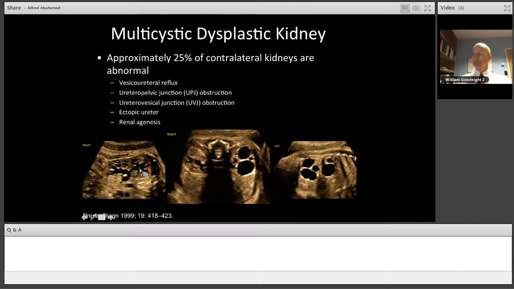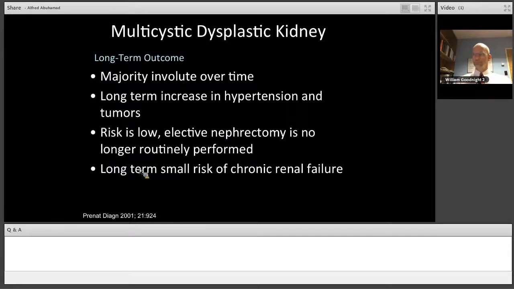Keep in mind, look at the contralateral kidney, because in about 1 in 4, there are issues related on the other side, primarily UPJ obstruction or reflux, as you see in these patients. What is the long-term outcome of multicystic dysplastic kidney? Most of them involute over time. There's an increase in hypertension and tumors for those patients who have that.